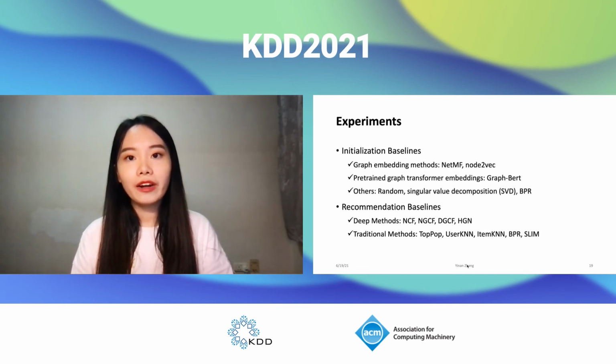We also compare against traditional recommendation methods, including TopPop, which always recommends the most popular items, traditional KNN approaches, including user KNN and item KNN, and matrix factorization approaches, including BPR and SLIM.